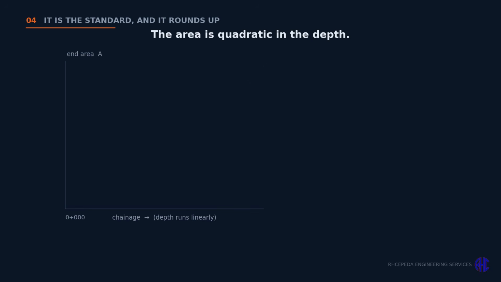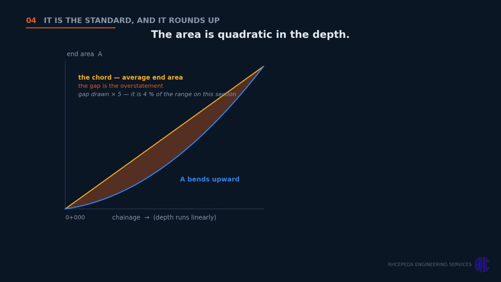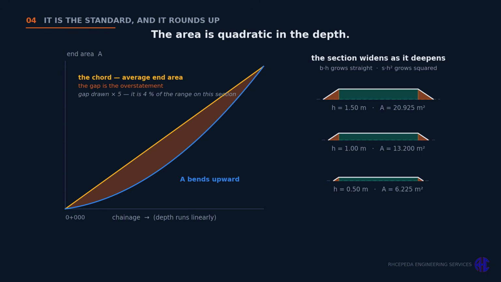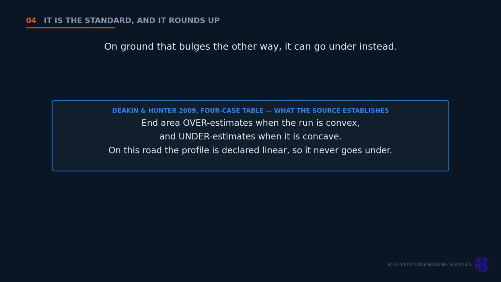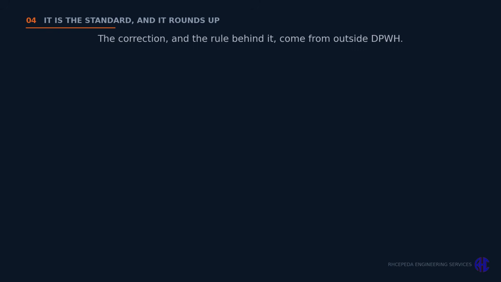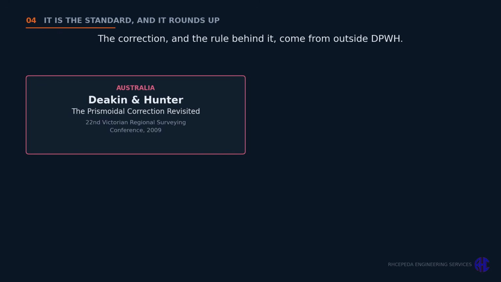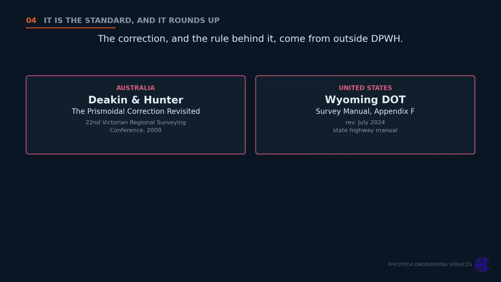Why it overstates, the area is quadratic in the depth. The section widens as it deepens, so area against chainage bends upward, and a straight chord sits above it. Ours is declared straight between the breaks. On ground that bulges the other way, it can go under instead. The correction, and the rule behind it, come from outside DPWH, an Australian surveying paper and a United States highway manual. There is no Philippine source, and that is the point.